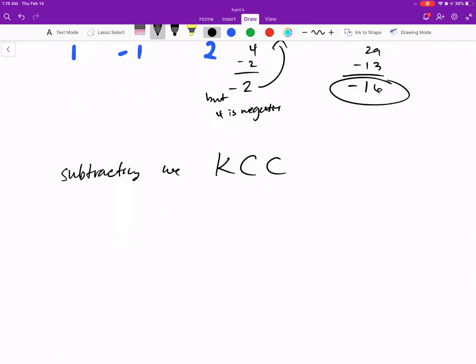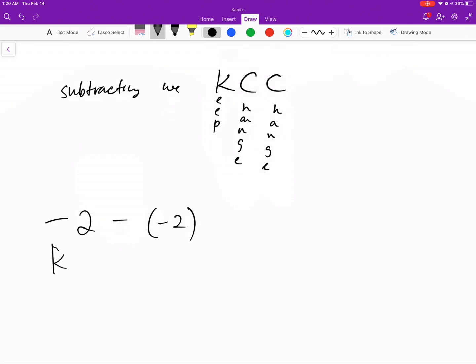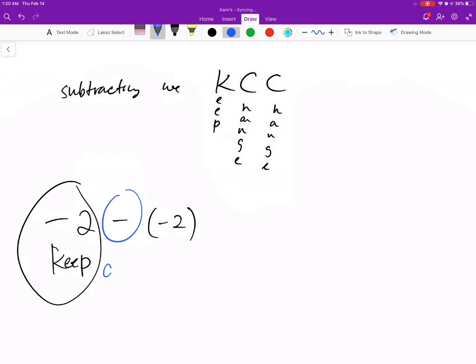So keep, change, change. Keep, change, change. So if I had negative 2 minus negative 2, we keep this, we change to plus, and we change to opposite.